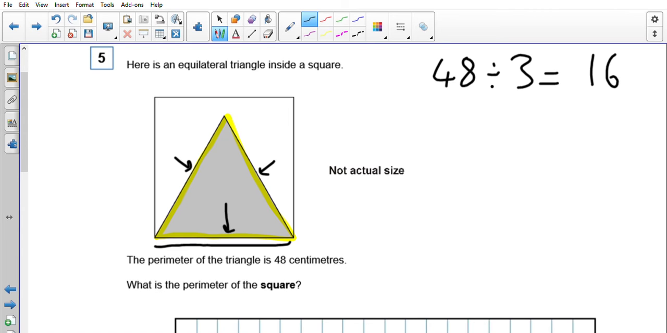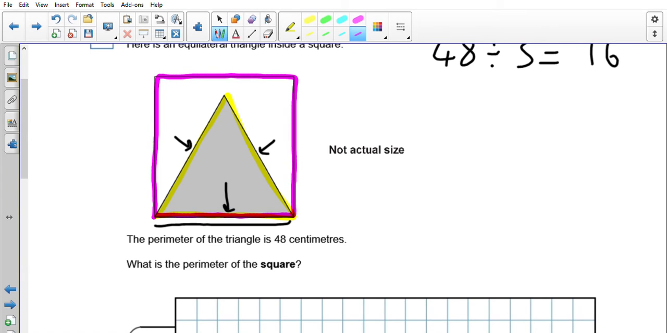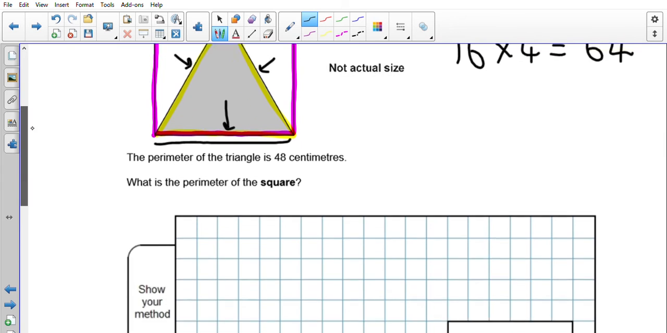So 48 divided by 3 obviously gives us 16, which means that the length of one side of the square is 16. The question is asking for the perimeter of the square, which simply is the distance all the way around the outside of the square. Instead of 3 sides as it was for the equilateral triangle, it's now 4 sides. So I simply need to do 16 multiplied by 4, which will give me the answer of 64. And that is my perimeter.